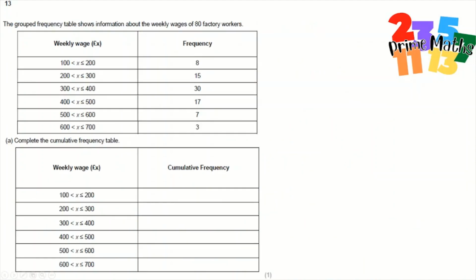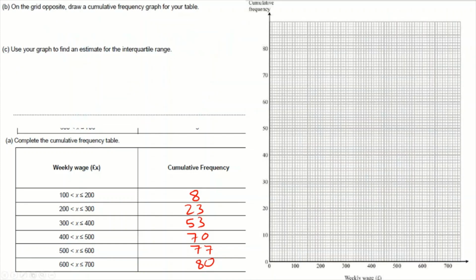Question 13, we want to find our cumulative frequencies by adding all of the frequencies. So we get 8, 23, 53, 70, 77 and 80. From here, part A wants us to draw our cumulative frequency graph, and part C wants us to use our graph to estimate a solution for the interquartile range.